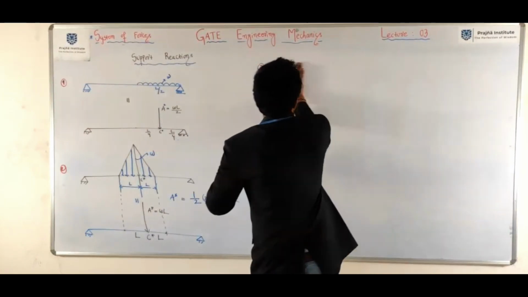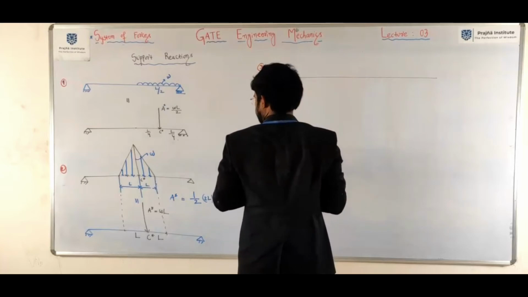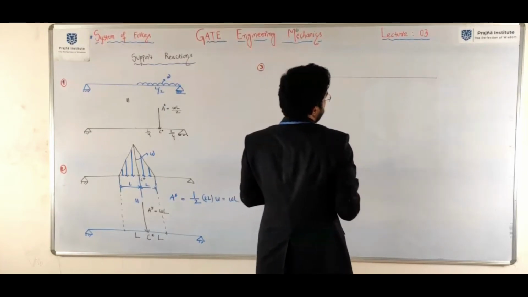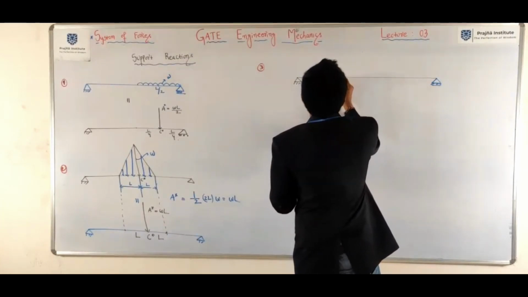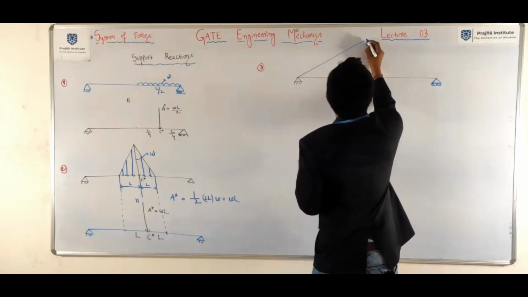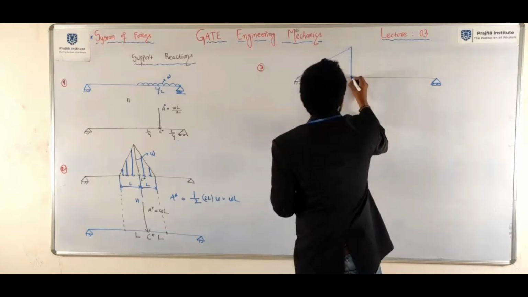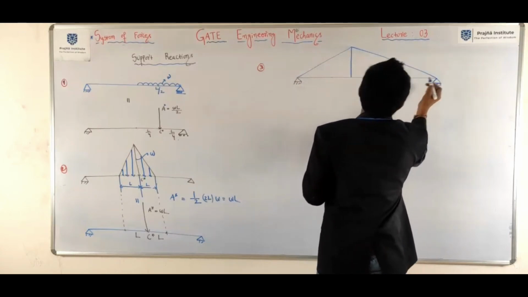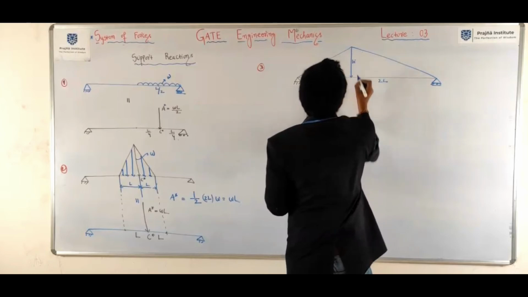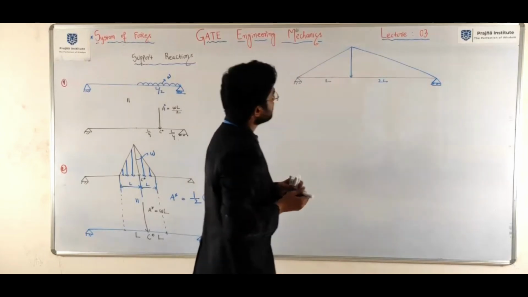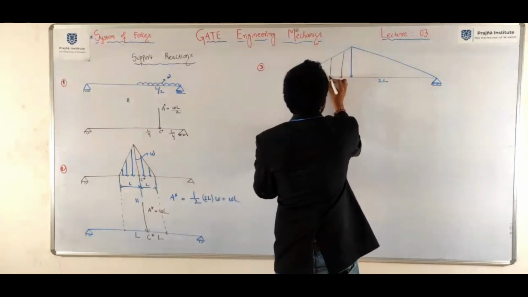Check it once. It is 2L and L, but it is W, small w. Clear? Loads are acting like that.